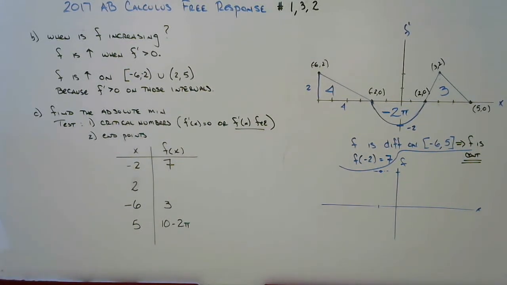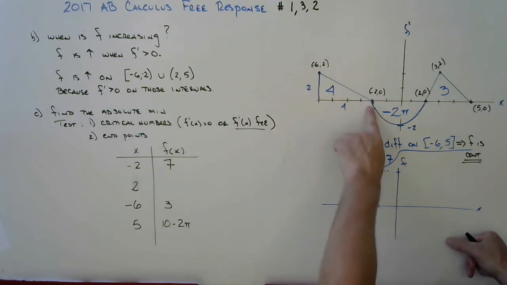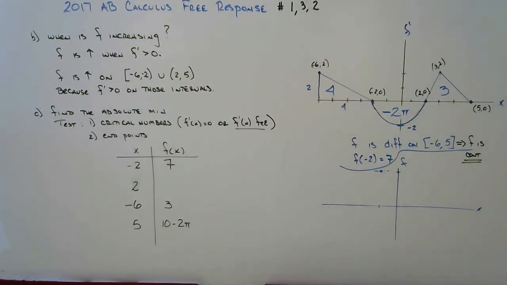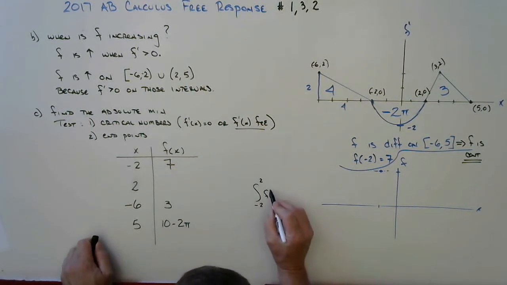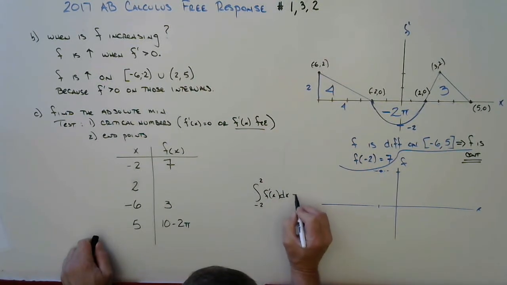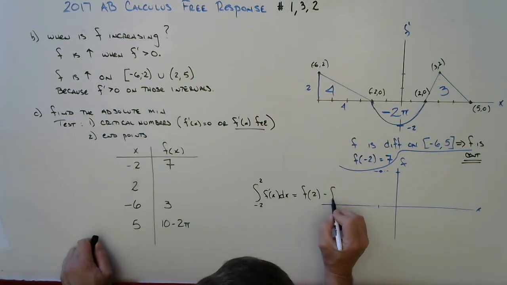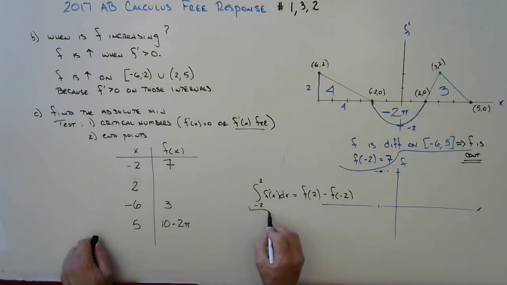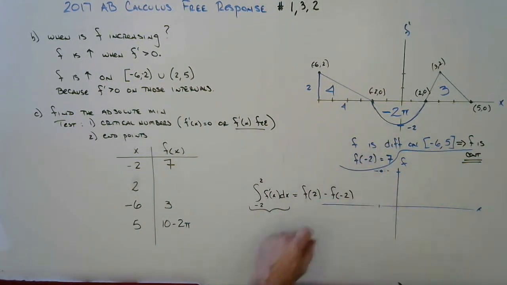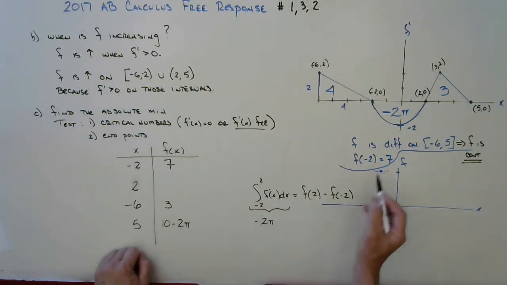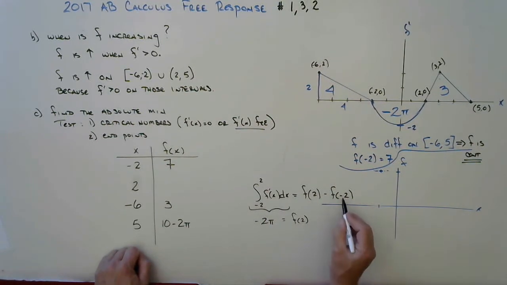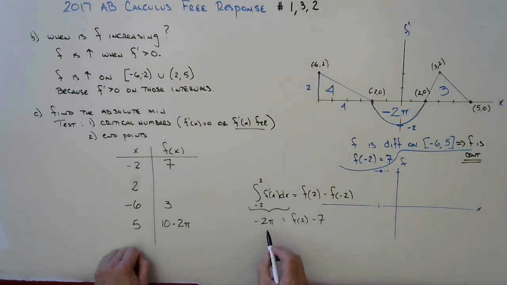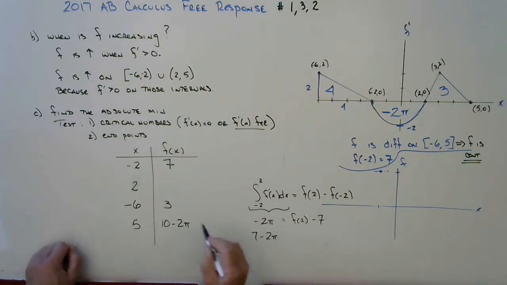So the only one we have left to find is f of 2. F of 2 is the integral from -2 to 2, right? That's the trick we used before. So we're going to integrate from -2 to 2 of f prime dx. That's going to give me f of 2 minus f of -2. I know what this is. This is -2 pi, because it's the area of the semicircle below the x-axis. F of 2 is what we're trying to find. F of -2 is 7. So what do we get? We get 7 minus 2 pi.